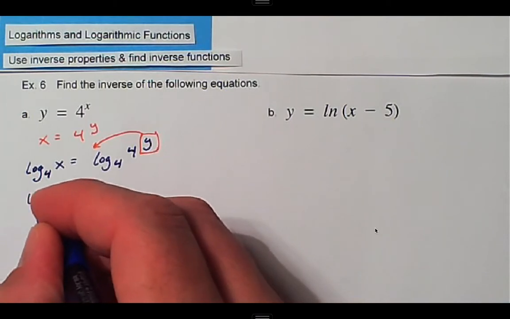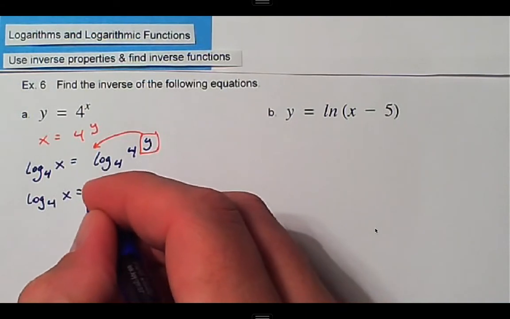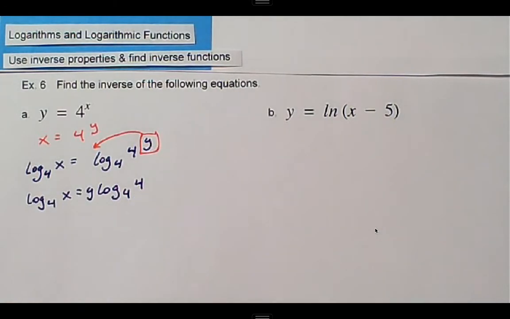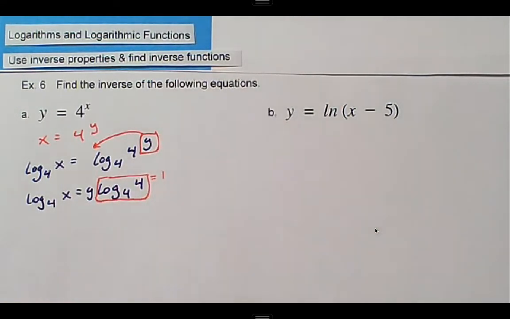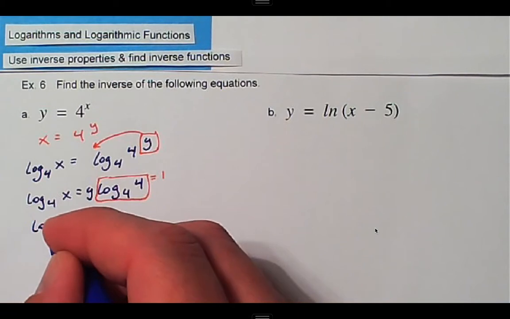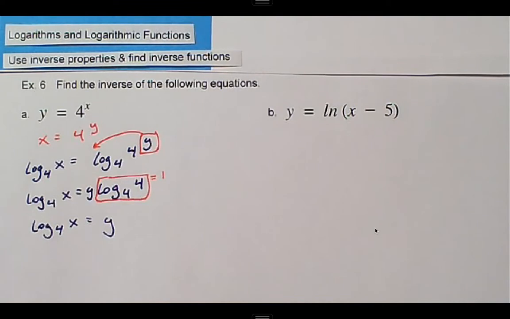So I get log base 4 of x is equal to y goes in front, log base 4 of 4. So in this case, on the right side of the equation, log base 4 of 4, I know that's equal to 1. So that drops out and we're left with just log base 4 of x is equal to y. So that's the inverse of that function.